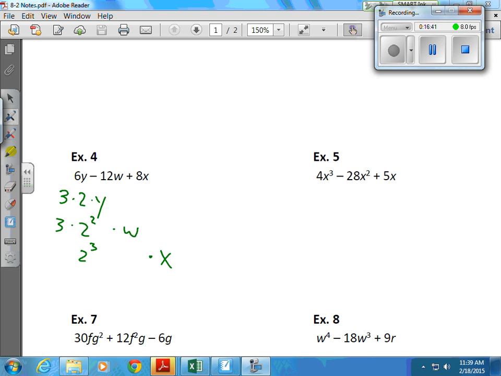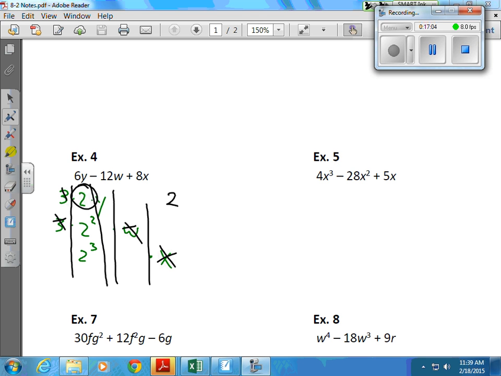So if you factored them all out and you organized them, what's the only thing that they all have? 2. And what's the least amount of 2's available? 2. Or the most available? 2. So all you can factor out is a 2. Answer.